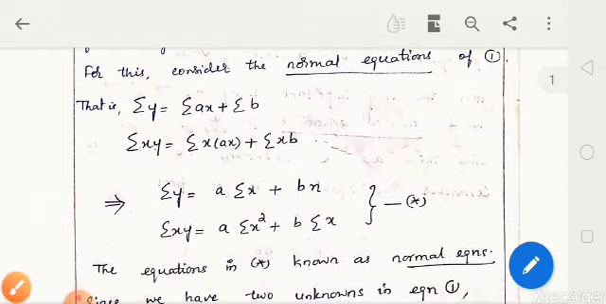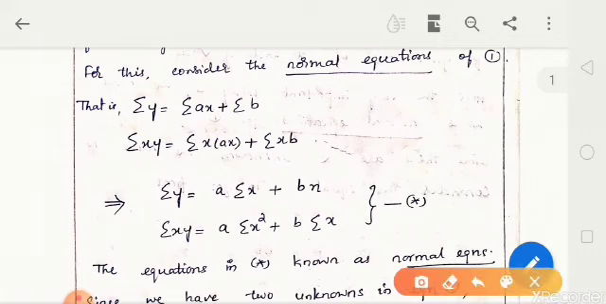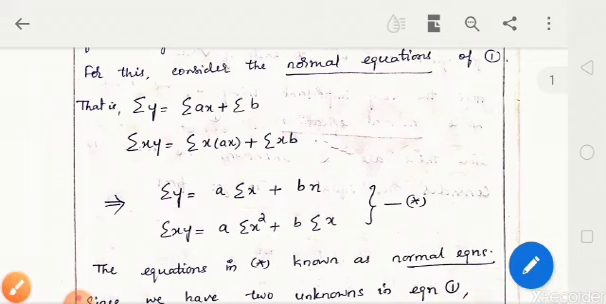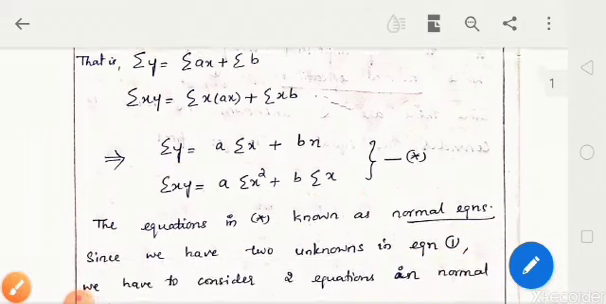On simplifying this, the normal equations become summation y equal to a summation x plus b into n. Here you have summation b, that is same as b into summation 1, and summation 1 is equal to n. So we will get b into n. And summation xy equal to a summation x square plus b summation x.